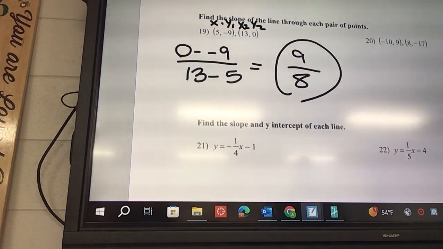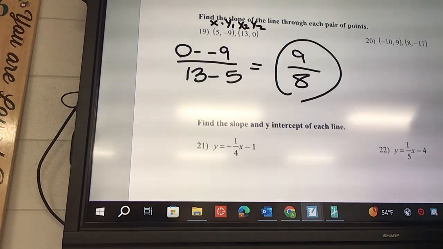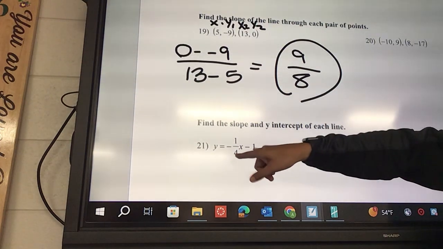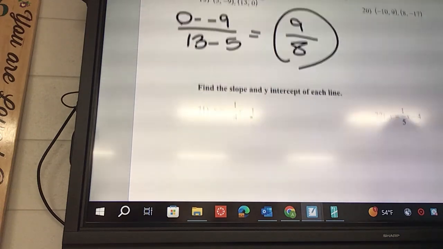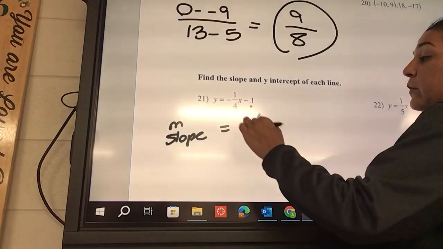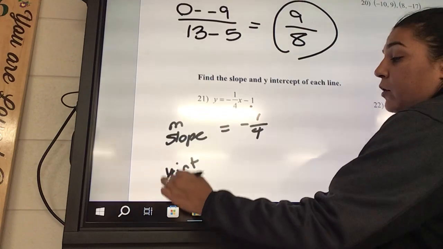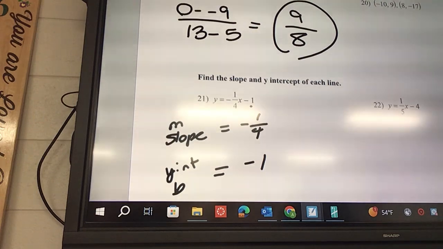Okay, find the slope and the y-intercept. Which one of these is the slope? 1/4. How do we know it's that one? Because it has a fraction. Y equals mx plus b. The fraction is also a telltale sign. So my m, or my slope, equals negative 1 over 4. My y-intercept, or my b, equals negative 1. Really it's m equals, b equals, or slope equals, y-intercept equals, however you're going to do it. They're just having you pick it out. There's nothing crazy going on there.